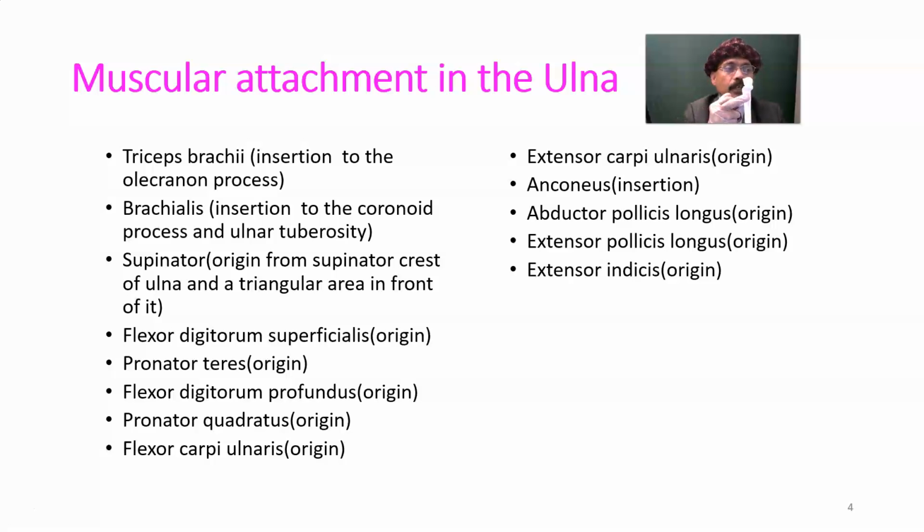Brachialis muscle here inserts on the coronoid process as well as the ulnar tuberosity. This is the insertion here. Nerve supply: dual innervation, musculocutaneous nerve as well as radial nerve.